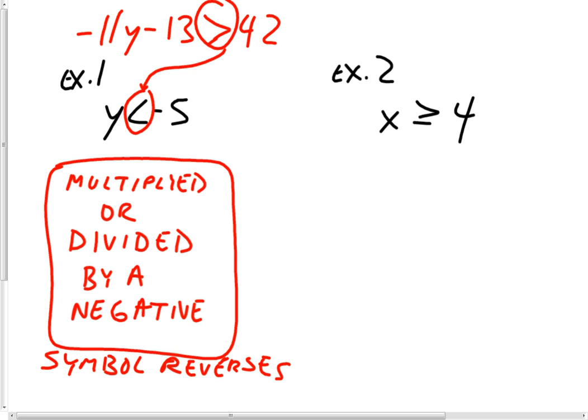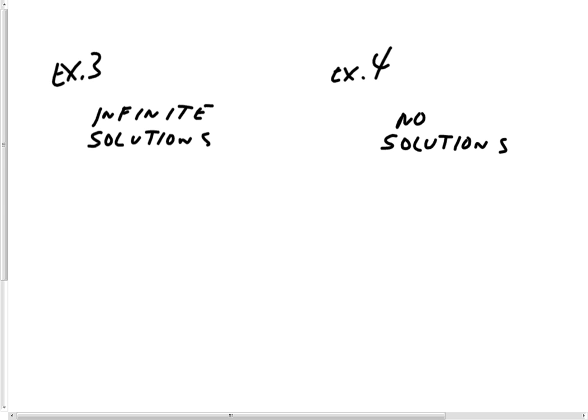Example 2, we've got x greater than or equal to 4. We did these the other day. Example 3 should be infinite solutions. Why is it infinite? What kind of statement did we get? If you get a true statement, that's one of our exceptions. What about no solutions? What happened? We got a false statement.